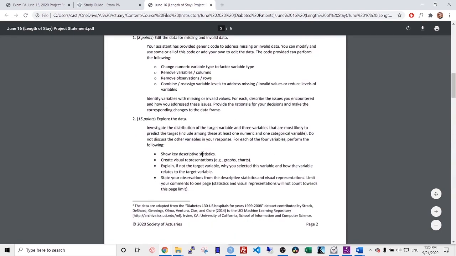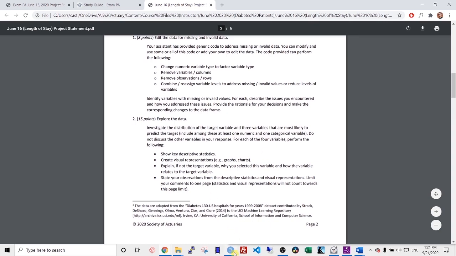So show key descriptive statistics, create visual representations, graphs and charts, explain, if not the target variable, why you selected this variable and how the variable relates to the target, state your observations from the descriptive statistics and visual representations. Limit your comments to 1 page. Statistics and visual representations will not count towards this page limit.